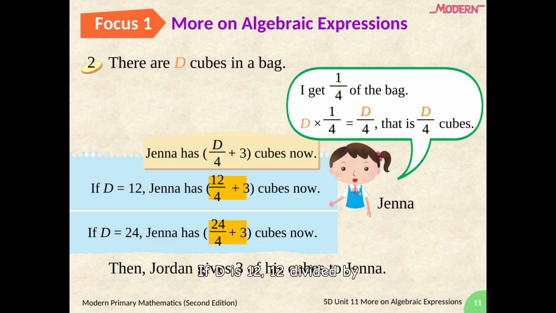If d is 12, 12 divided by 4 is 3. Plus the 3 from Jordan, Jenna has 6 cubes, double the fun. If d is 24, 24 over 4 is 6. Plus 3, she has 9. Now we're talking. That's almost a whole skyscraper.